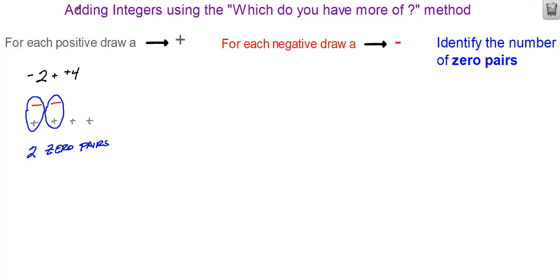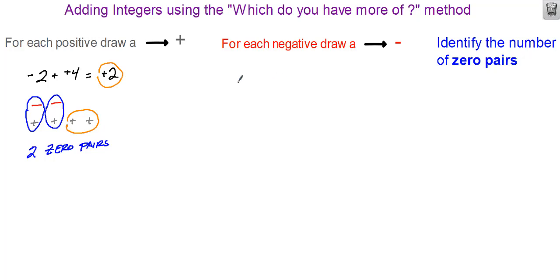We have those 2 zero pairs. What's left over are these 2 positives. So if you add negative 2 to positive 4, you end up with 2 positives. That's your answer. You had 2 more. Remember, our method is, which do you have more of? You had 2 more positives than how many negatives you had.